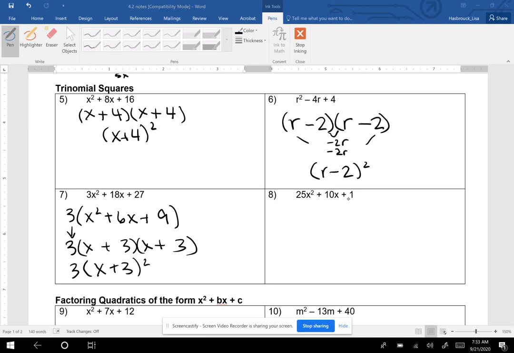For number 8, all three terms are not divisible by any number other than 1, so I'm just going to jump straight to two sets of parentheses. For 25, I'm going to use 5 times 5. X squared, x times x. 1, the only option we have is 1 and 1. Now we have to make sure this will work out to give us a 10x in the middle. So if I multiply these insides together, I get 5x. Outsides together, I get 5x. If I want it to equal a 10x in the middle, they both need to be positive. Notice both of these are the same, so I can write it as 5x plus 1 squared.